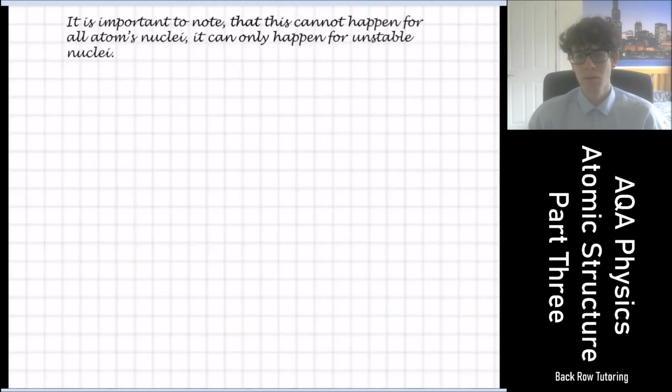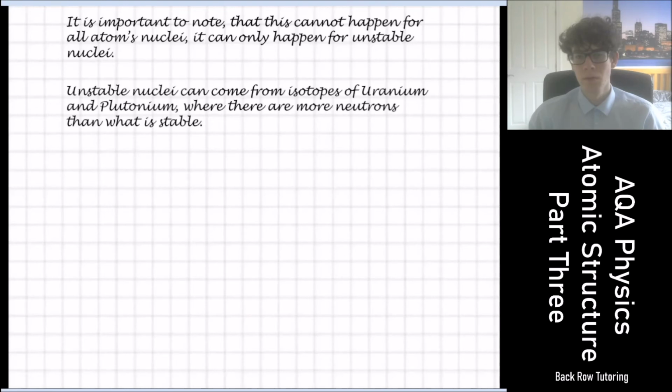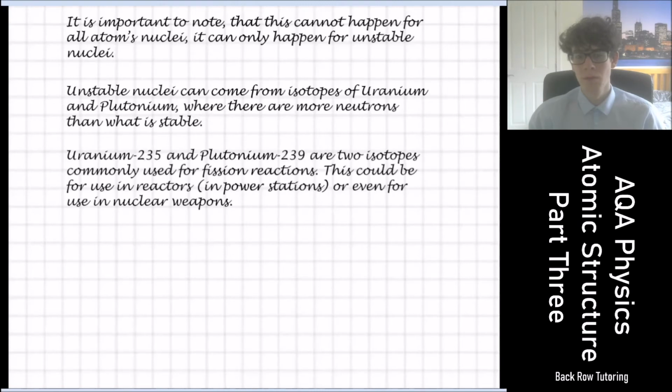It is important to note that this can't happen for all atoms' nuclei. It can only happen for unstable nuclei. Unstable nuclei can come from isotopes of uranium and plutonium, where there are more neutrons than what is stable. Uranium-235 and plutonium-239 are two isotopes commonly used for fission reactions. This could be for use in reactors, like in power stations, or even for use in nuclear weapons.